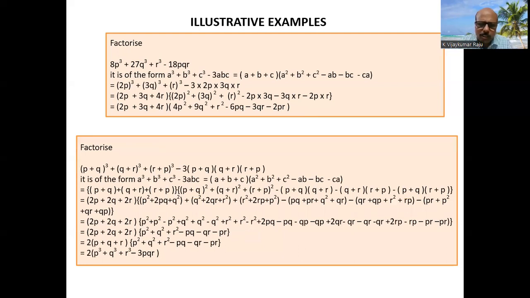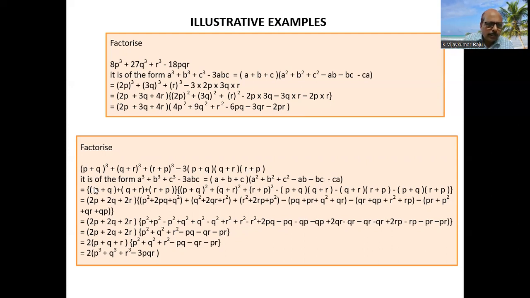Now the question is a little complicated. We are just making it a little tougher so that you understand that sums are not always easy types. You can ask a little difficult ones also. So here it's already in the form of cubes. This is a cube plus b cube plus c cube minus 3abc. So this should be your answer.